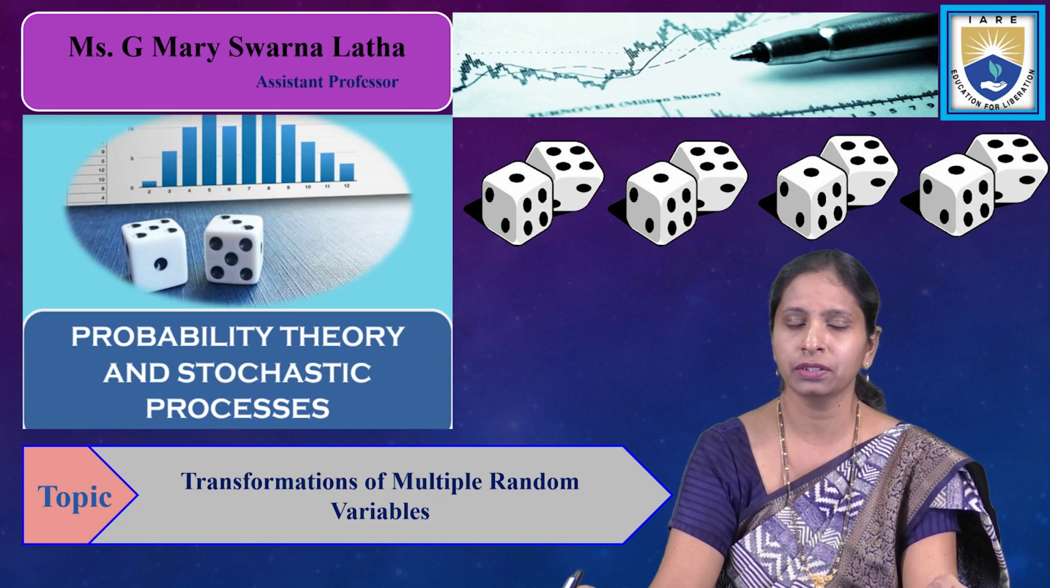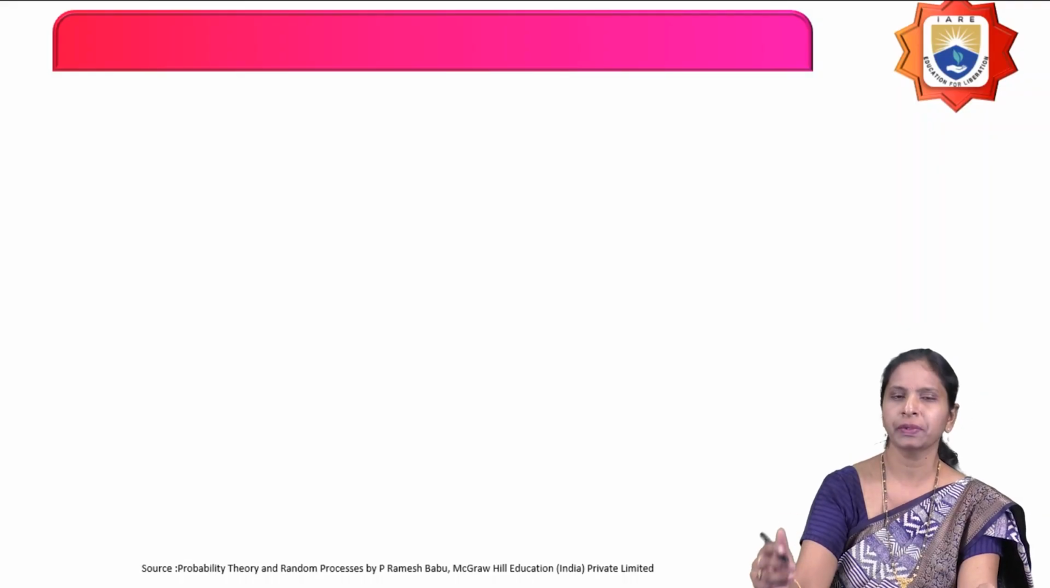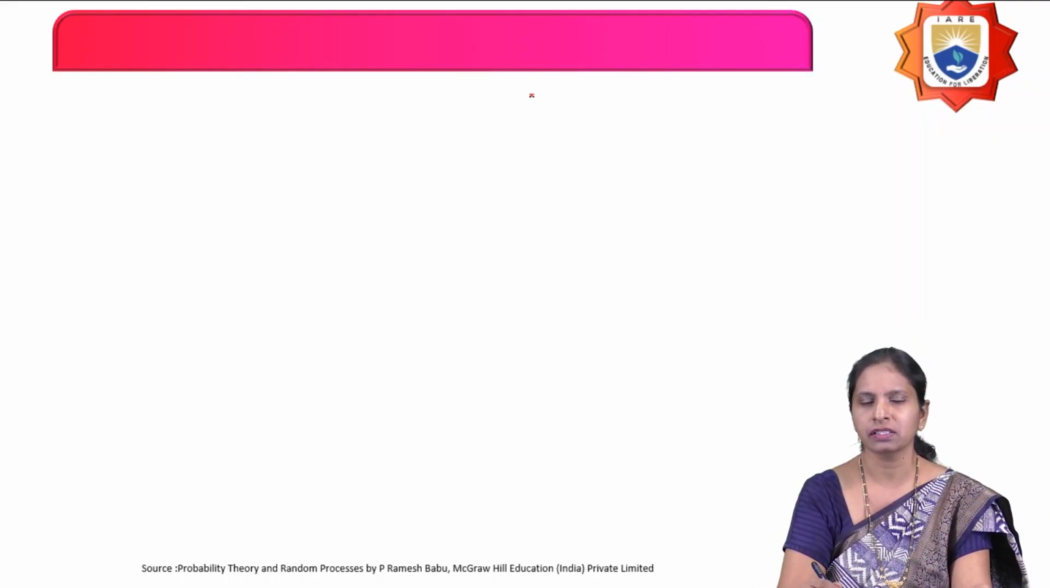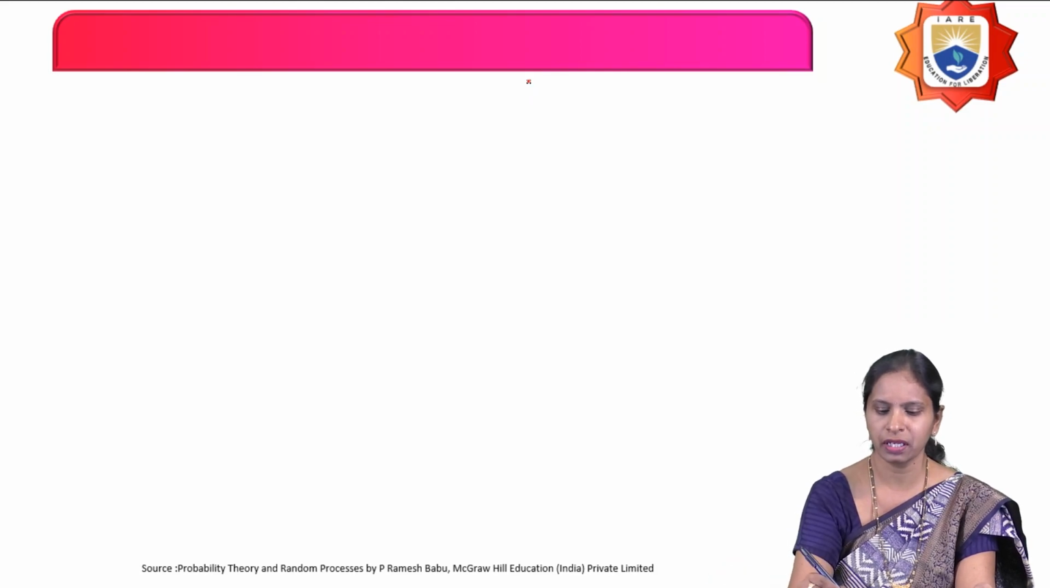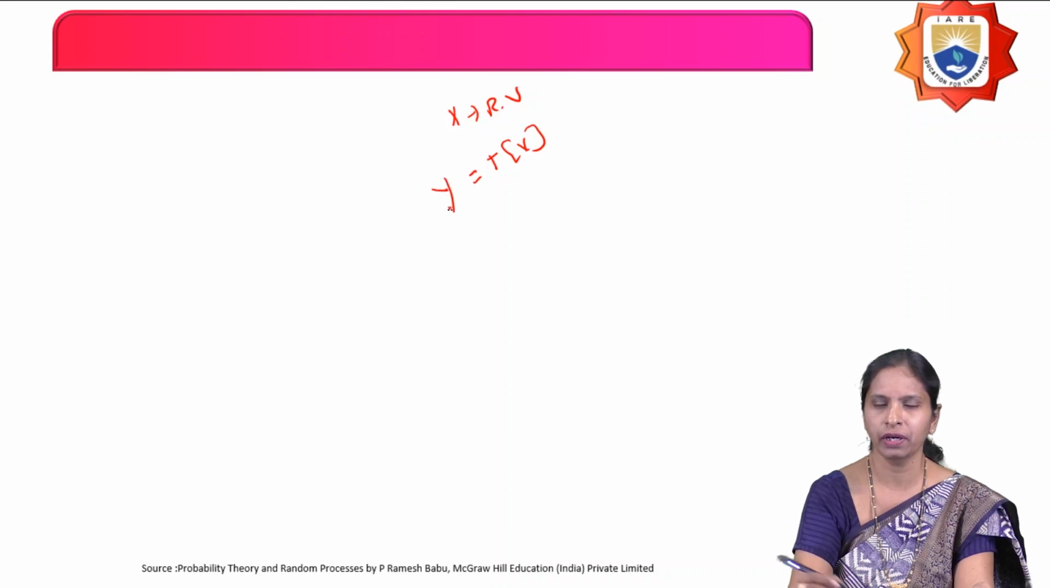In today's lecture, we are going to discuss the problems on the transformation of multiple random variables. Already in the previous lecture, we have seen the transformation of a random variable for a single random variable. For example, if x is a random variable, by performing some operations on this random variable, you are going to get a new random variable y.